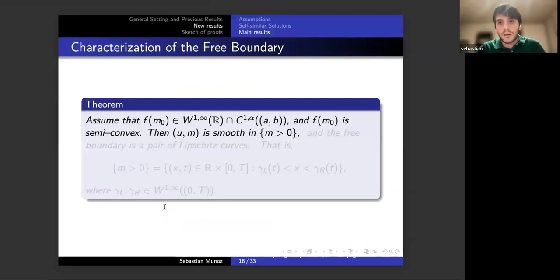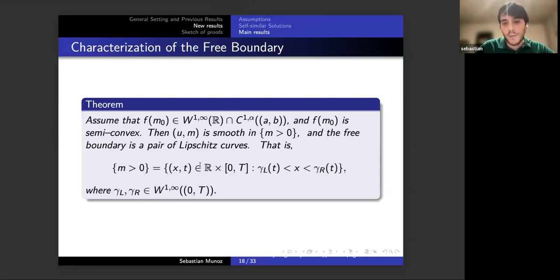Okay, so the first result is for a general beta, where besides the assumptions that I made before, we assume that f of m zero is Lipschitz, and it is C1 alpha up to inside the support, and f of m zero is semi-convex, so we have a lower bound on the second derivative of m zero. Then the conclusion is that the solution is smooth in the set where m is positive, and the free boundary is a pair of Lipschitz curves. Okay. So that means that the set where m is positive is described as the points x between these two curves of time, gamma l and gamma r, the left and the right free boundary curve, respectively.